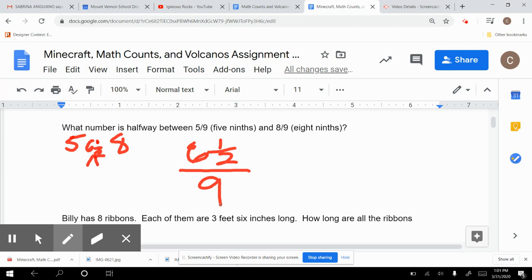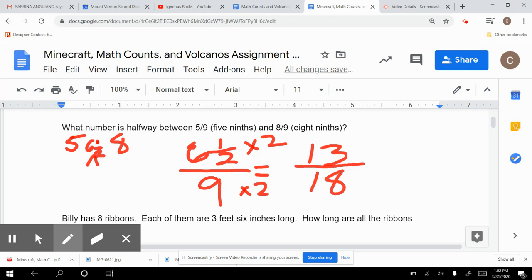So in order to get rid of that, let's multiply by 1, or in this case, we'll multiply by 2 over 2, which is the same thing as multiplying by 1. If you multiply 6.5 by 2, you get 13. And if you multiply 9 by 2, you get 18, which gives us 13/18. Okay.